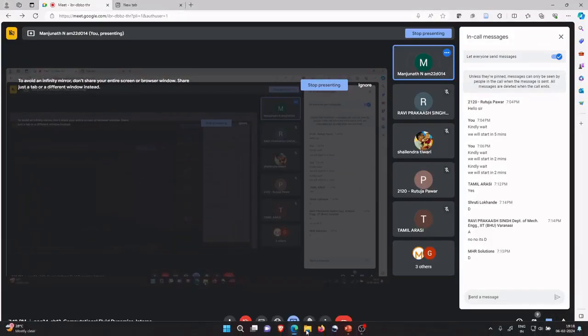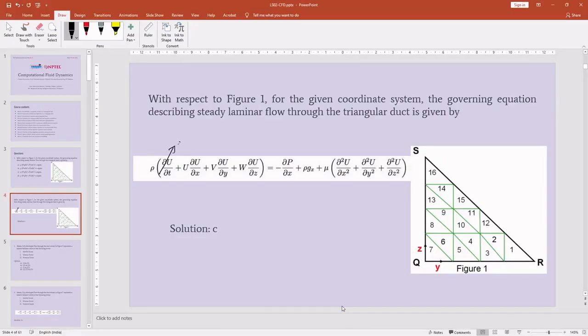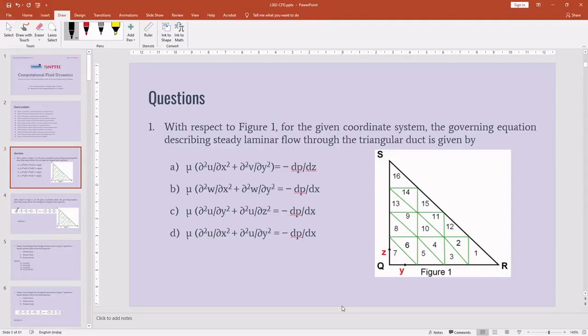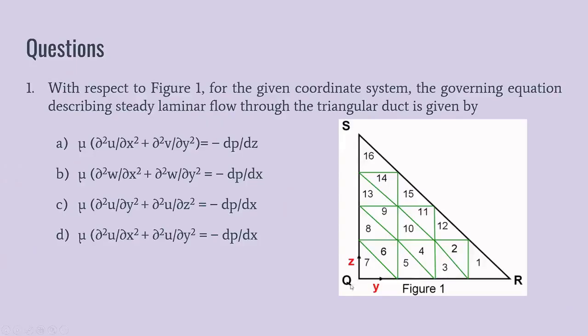Okay. So most of you have answered D. The issue with option number D is that it is written as dou square u by dou x square. This term, dou u by dou x, won't exist, because there won't be any variation of u along x. That is, the flow is happening in the x direction.